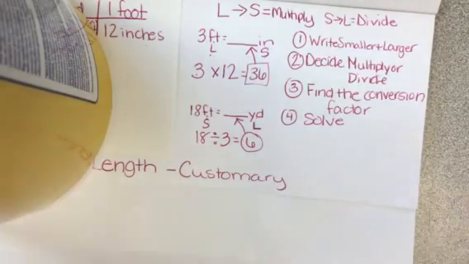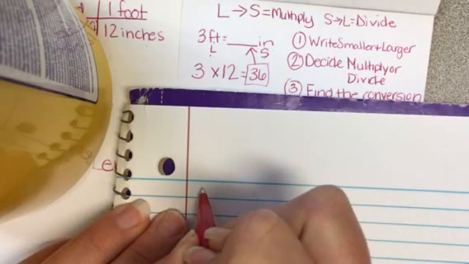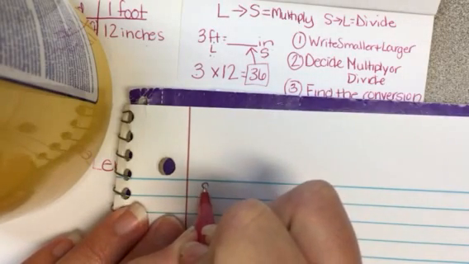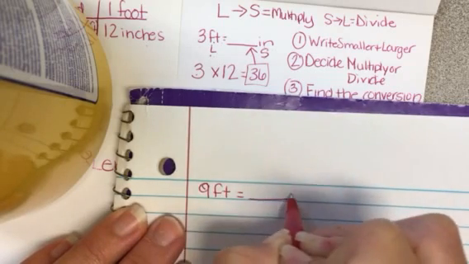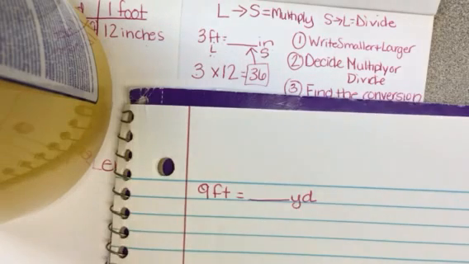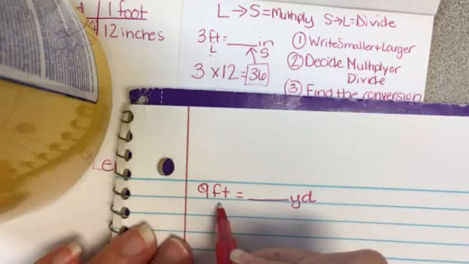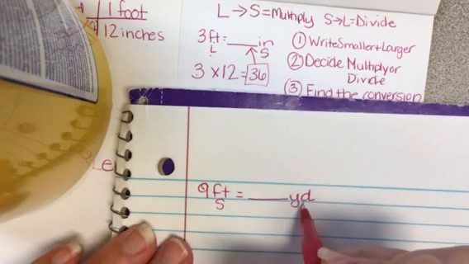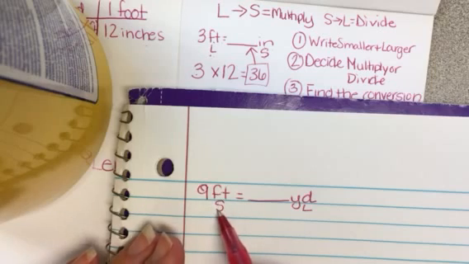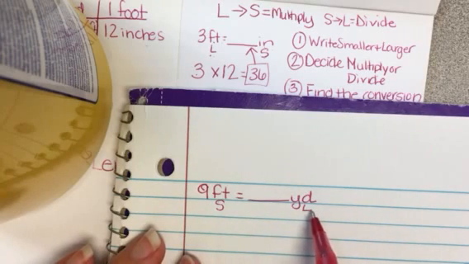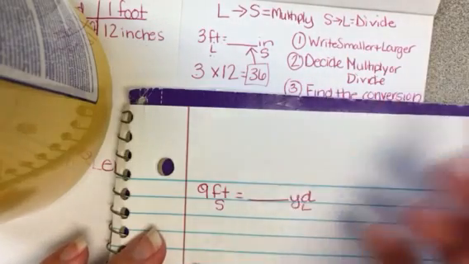Okay, so here are my notes. Now I'm going to go to my notebook and let's practice a few problems. So let's practice if I had 9 feet equals how many yards? So step 1, write smaller and larger. Feet are smaller, yards are larger. Yards are longer. So this is a yardstick and a ruler. Rulers are smaller. So I decide, am I going to multiply or divide? S to L, divide.